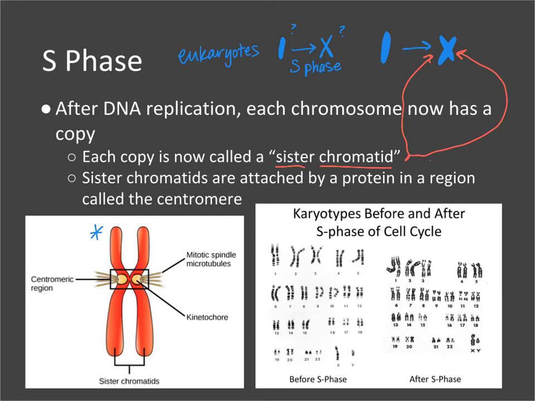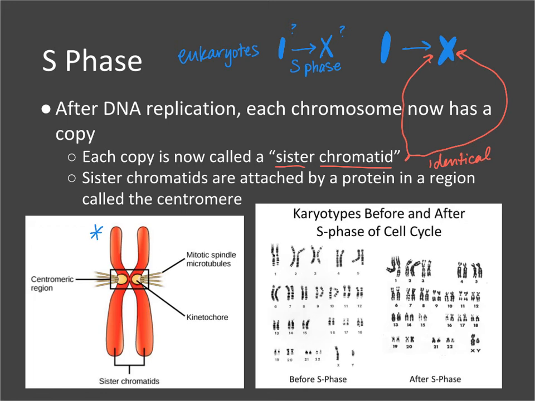So these sister chromatids are identical to each other. And this is important because each new cell that's going to be created during mitosis is going to get an identical copy of the original information that was in the original cell that decided to divide.